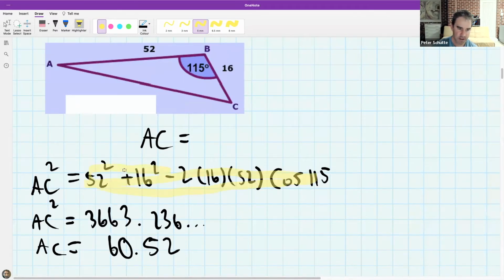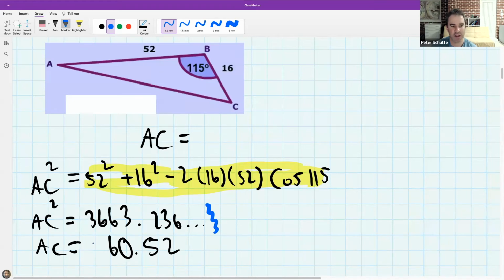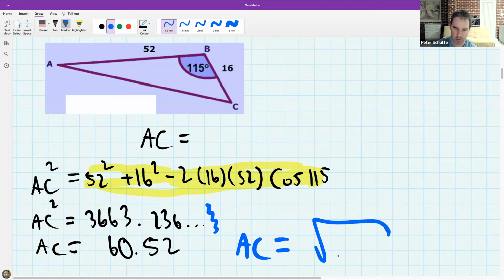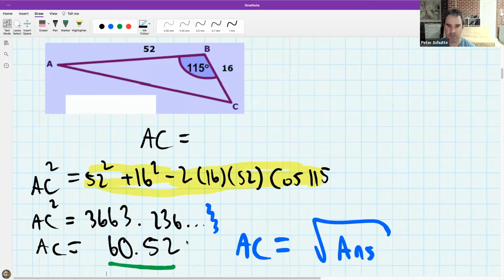Okay. And then on your calculator, hit equals and get that value in memory. You don't always have to write down this intermediate step, but don't try and do everything in one step because you'll probably make a silly mistake. So make sure you do that step where you go square root and then whatever the answer was from the first bit. Okay, so we get 60.52 units is going to be the answer.